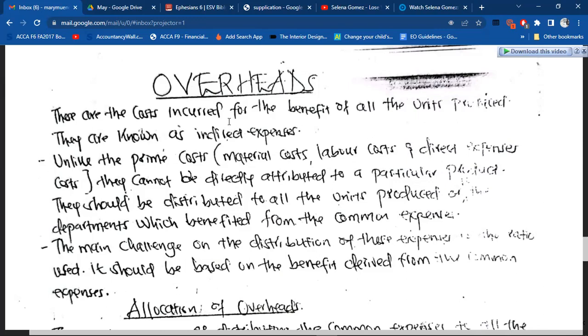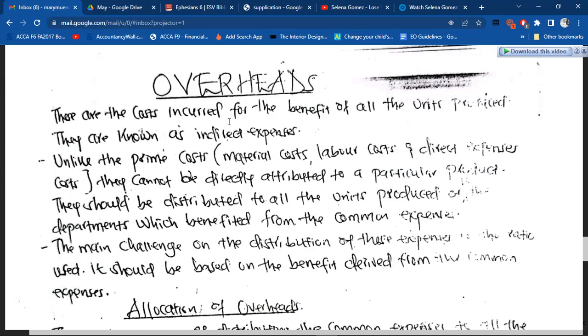Unlike the prime cost, where we discuss material, labor, and direct expenses, which can be directly attributed to a particular product. Because we are discussing indirect expenses, we cannot say that certain costs are directly attributed to the number of units produced.